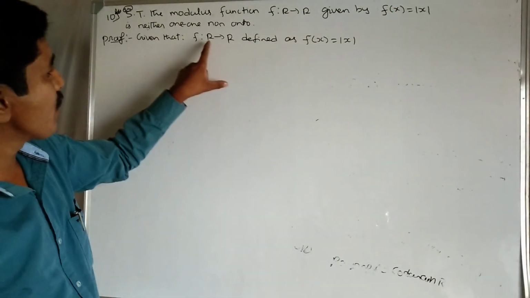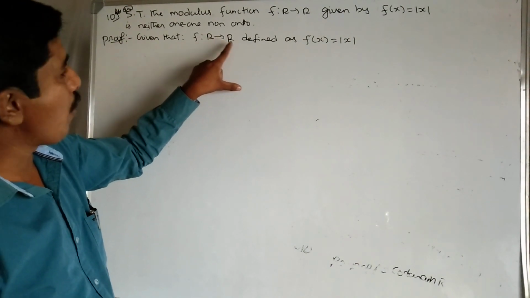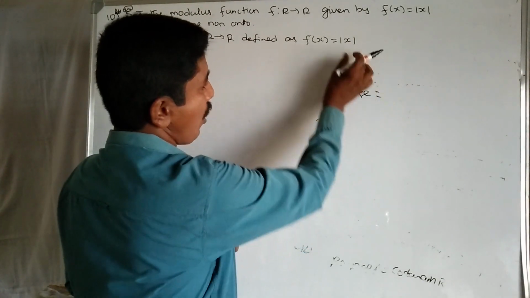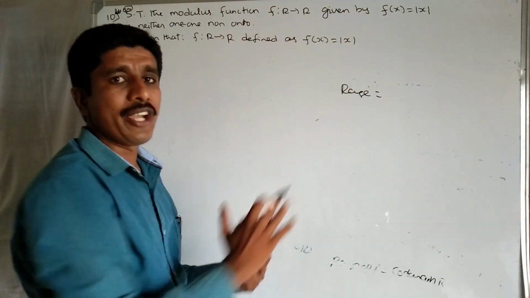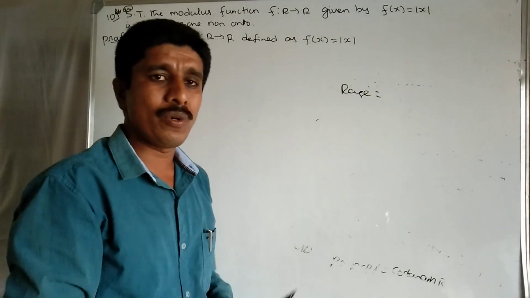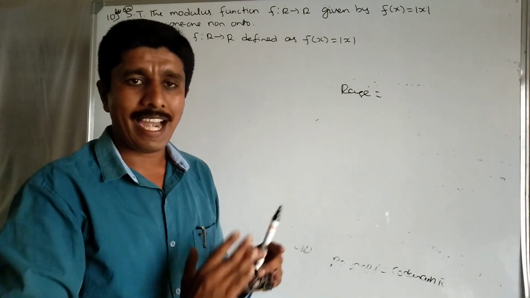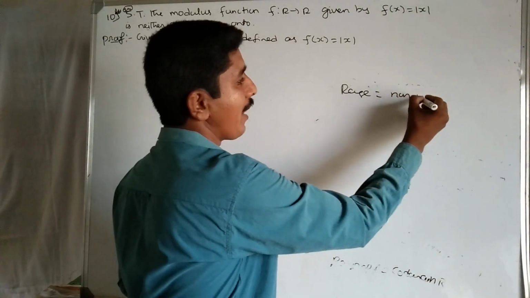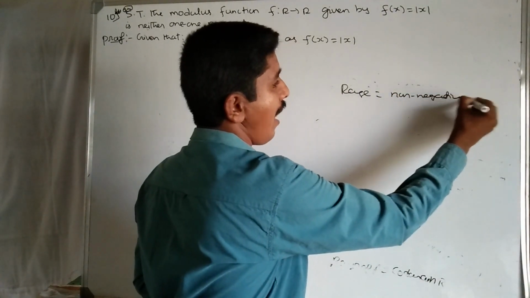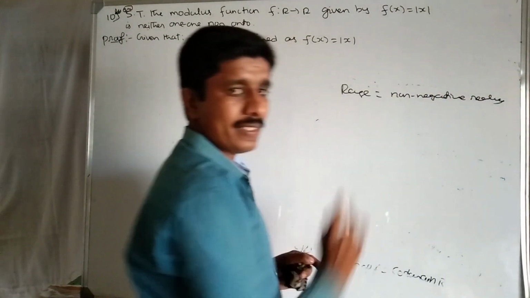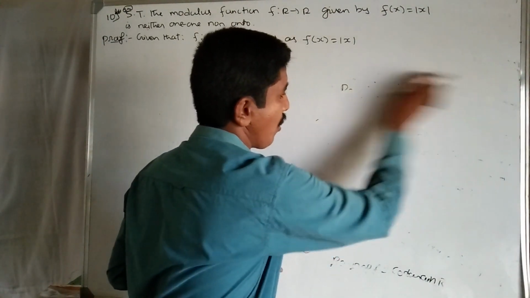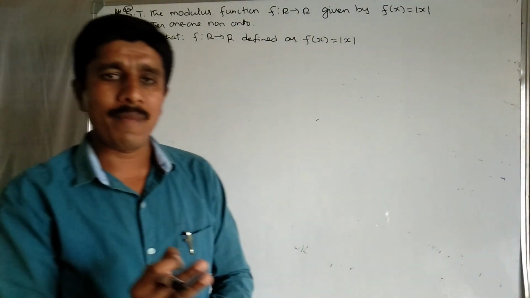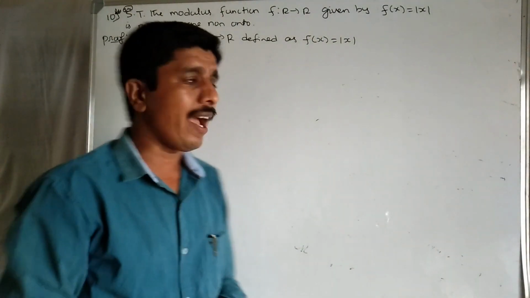So clearly this function's domain is the real numbers, codomain is the real numbers. What about the range of the function? Here modulus of x is clearly non-negative, it cannot be negative. Positive real numbers and 0, but cannot be negative numbers. Therefore the range of the function equals the non-negative real numbers. Correct. To prove that it is not one-one and not onto, we have to take particular elements.